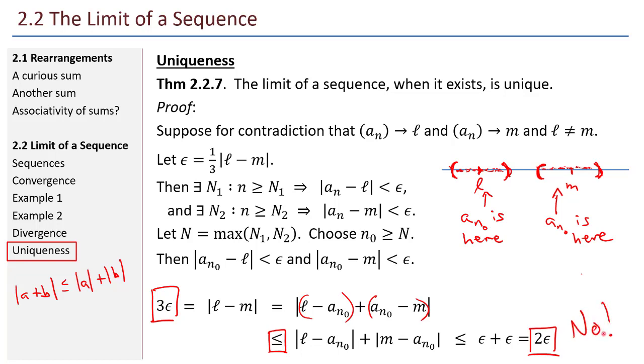No, that cannot happen, because epsilon is greater than 0. With epsilon greater than 0, it is impossible to have 3 epsilon less than or equal to 2 epsilon. There's the contradiction, and that proves the theorem: the limit of a sequence, when it exists, is unique.